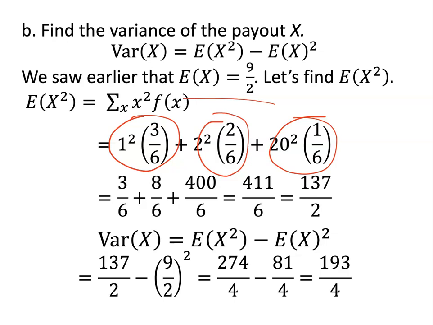The variance of x is the expected value of x squared, which is 137 over 2, minus the expected value of x, squared, which we saw a moment ago. That's going to be 9/2 squared. So when we multiply that out and find the least common denominator, we get 274 over 4 minus 81 over 4. In other words, 193 over 4. So that would be the variance of x.